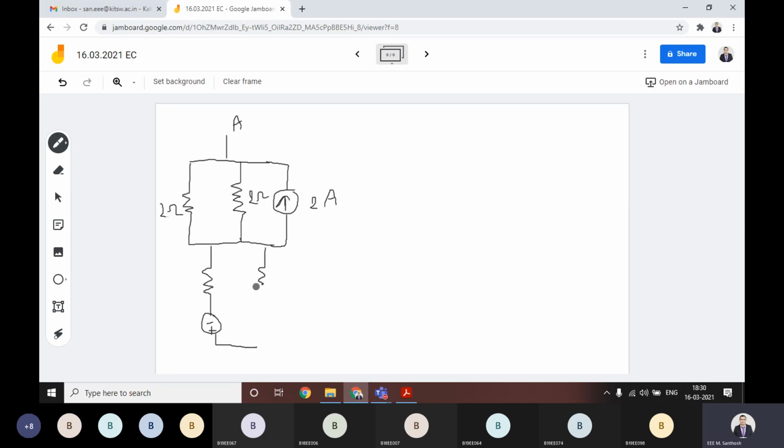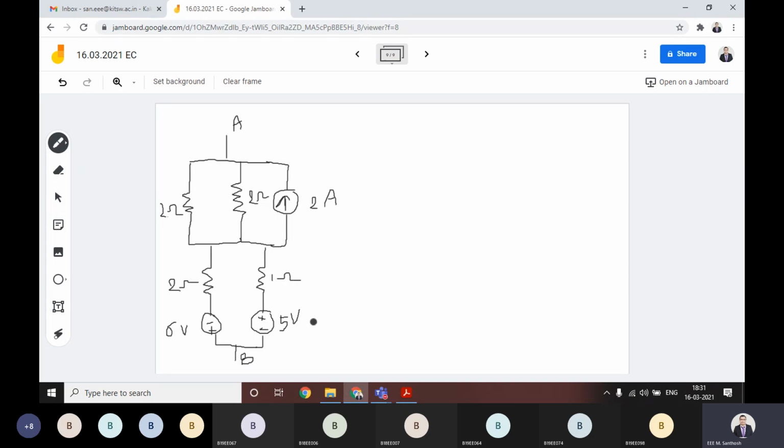Same resistor here, you have a voltage source. This is also 2 ohm, this is 1 ohm. Okay, then this voltage source is 6 volts and this one is 5 volts. Then the other terminal B is here.